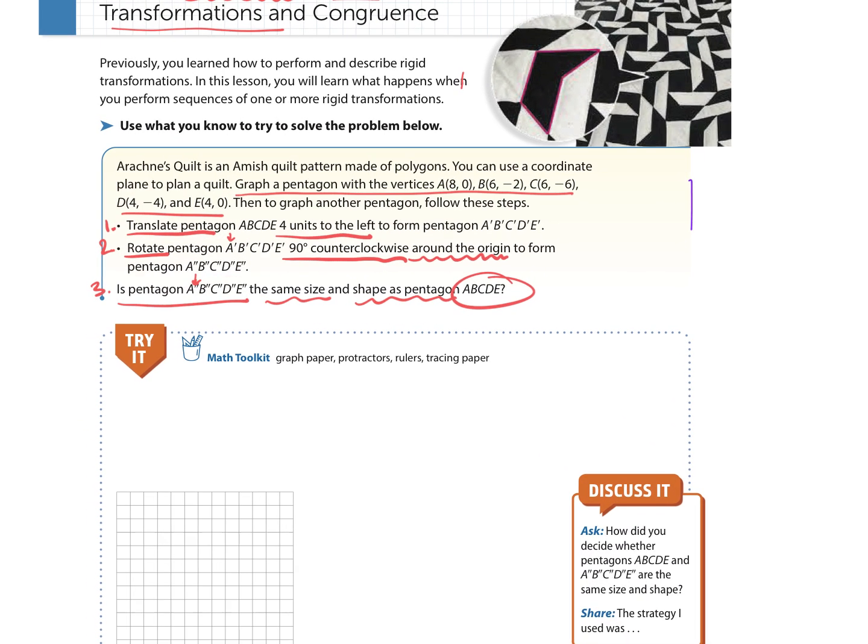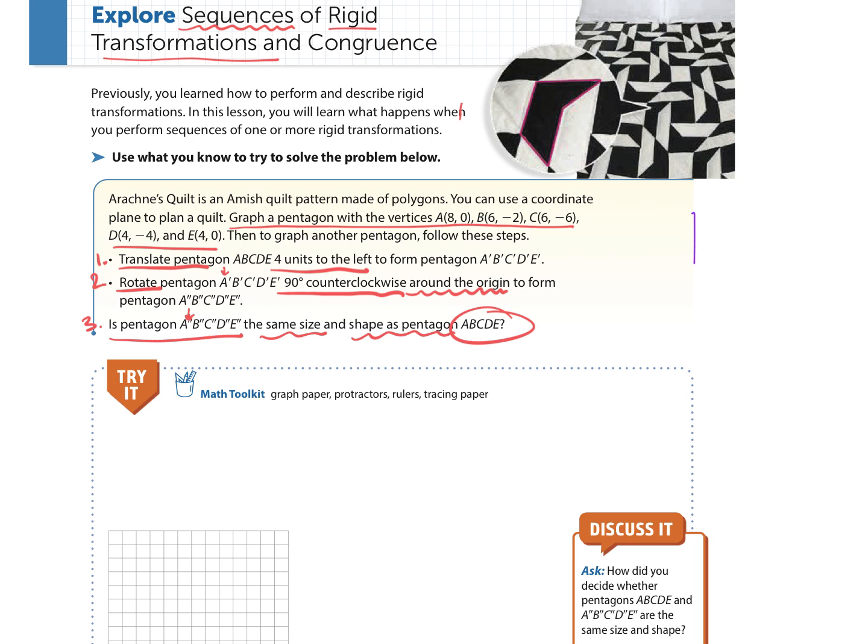So the question, is it the same size and shape? Yes. A, B, C, D, E is, and this is the symbol for congruent, and congruent means the same size and shape. It's an equal sign with a little squiggly on top. A, B, C, D is congruent to A prime, double prime, C double prime. And then they didn't ask us to explain, but we're going to.